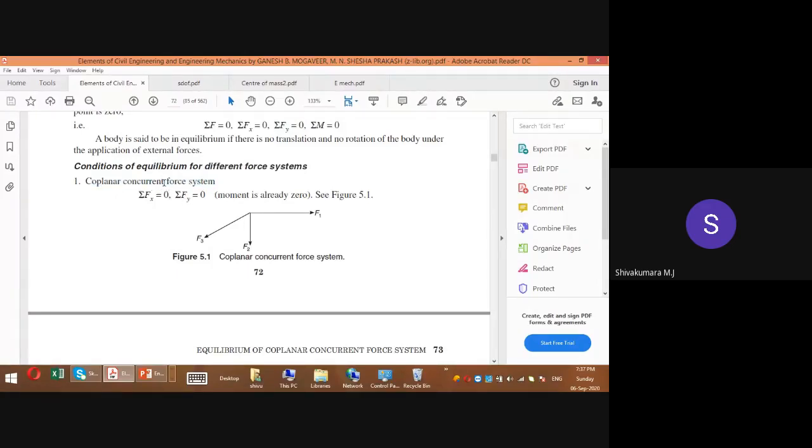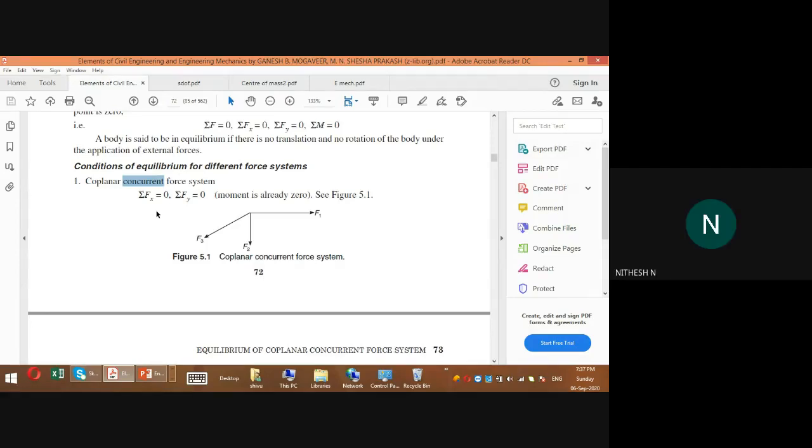You see concurrent, right? So whenever you see the word concurrent, will there be any rotational effect in such cases? Concurrent force. No, sir. Why? Because they act in the same line of action, at a point. All the lines of action of the forces are meeting at one single point, right?